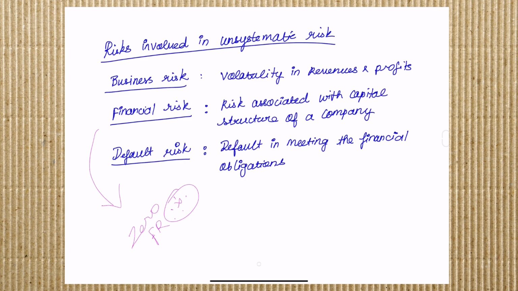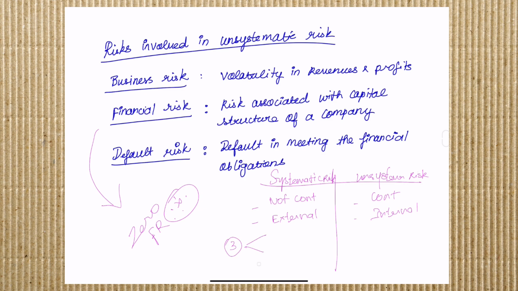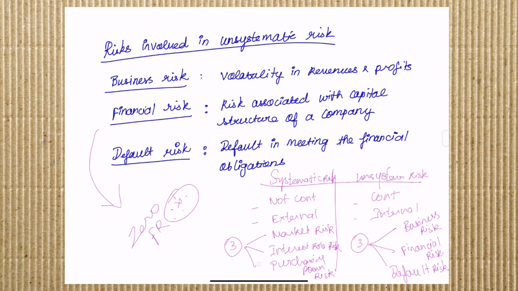Now we saw two types of risk, systematic risk and unsystematic risk. One is not controllable and the other is controllable, and one exists due to external factors while the other is due to internal factors. Under systematic risk, there are three types of risk: market risk, interest rate risk, and purchasing power risk. When it comes to unsystematic risk, again there are three risks: business risk, financial risk, and default risk. So now we are done with the types of risk, which are systematic risk and unsystematic risk, and their subtypes. That's all for today's video. Thank you for watching.